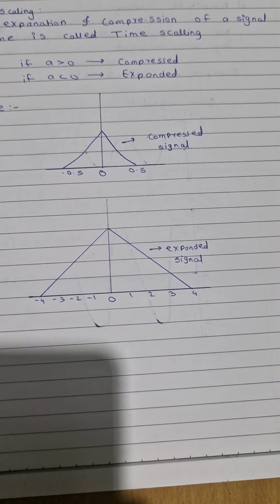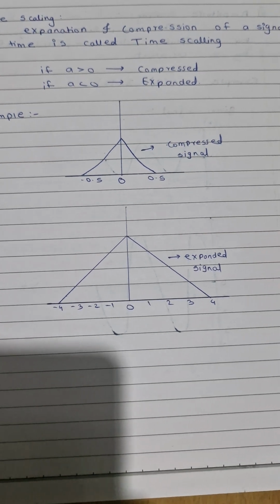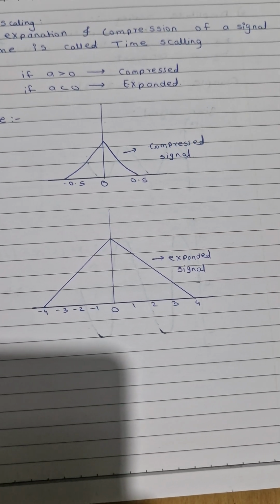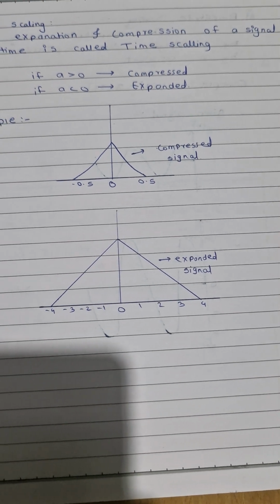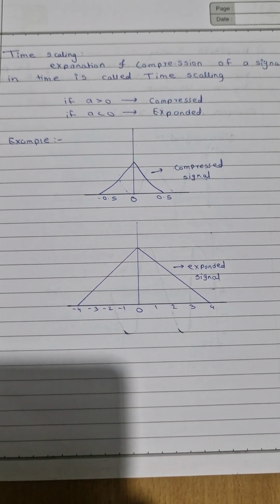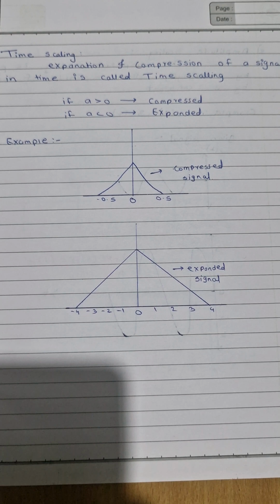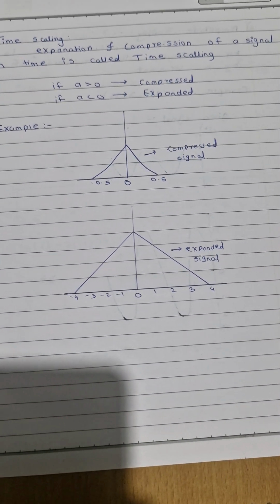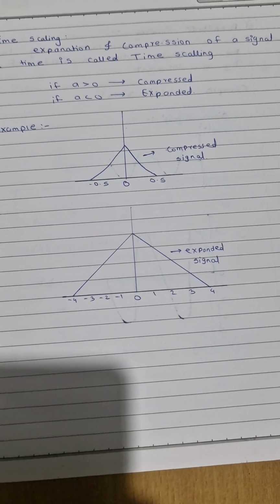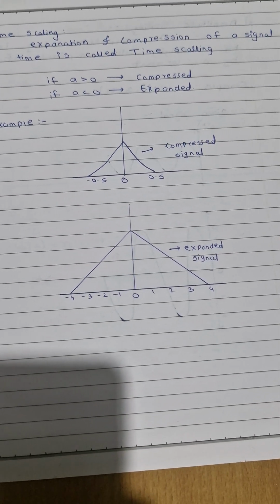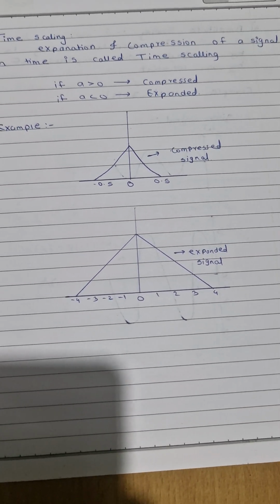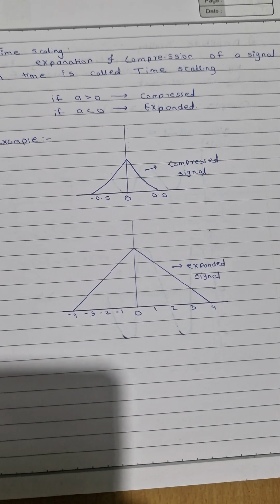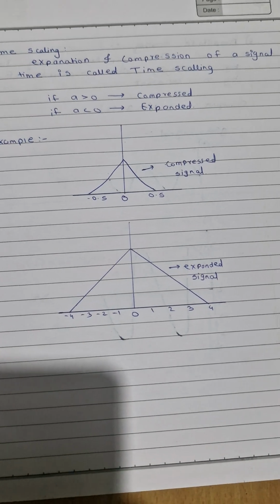So the applications of time scaling are speech processing, adjusting the speed of speech recording, and signal compression, reducing the storage space of a signal by compressing its time duration. And also properties of time scaling: time scaling affects the frequency spectrum of a signal. For a continuous time signal, scaling by a results in a frequency spectrum that is scaled by 1/a.